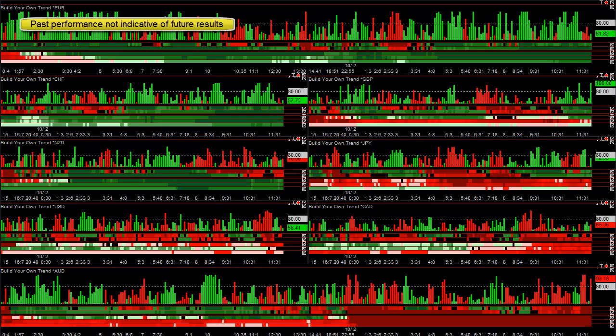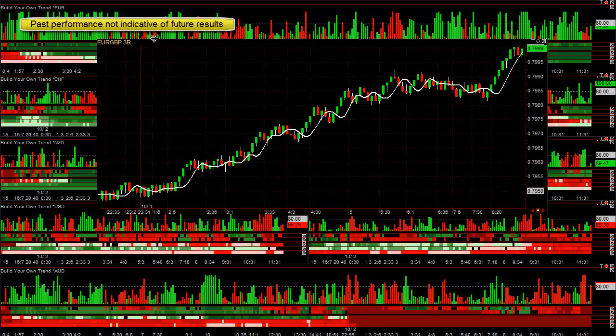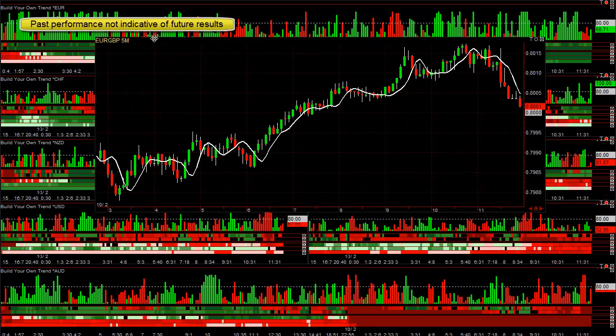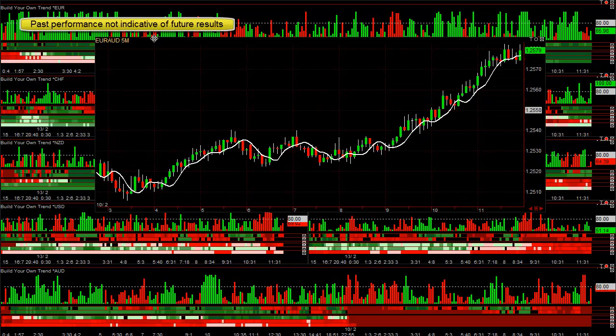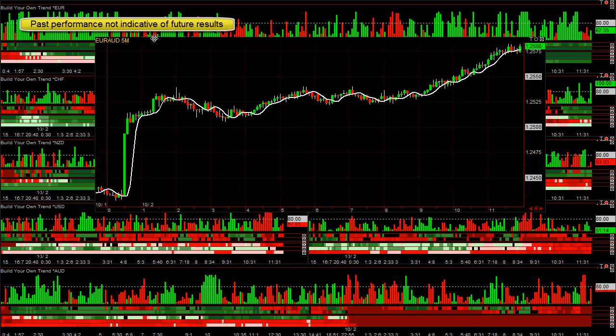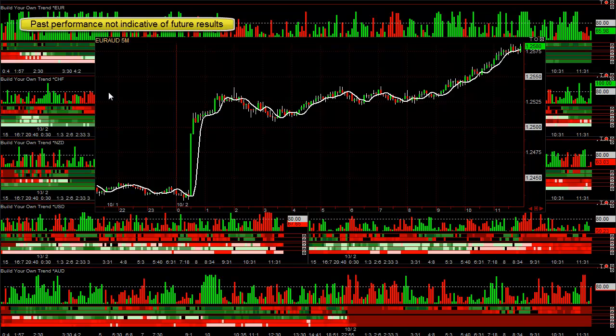So to make it easier, let's go to a 5-minute chart. Let's bring up the euro Australian. Super strong euro, super weak Australian. And you can see, obviously, this had to be due to a news event, shot up about 75 pips. And then basically there's two methods that you want to use for entry.